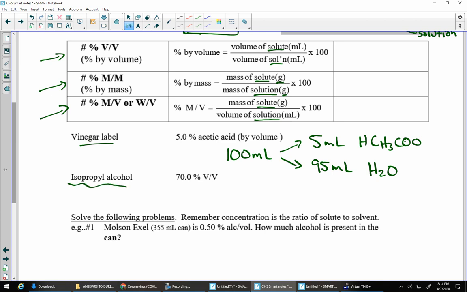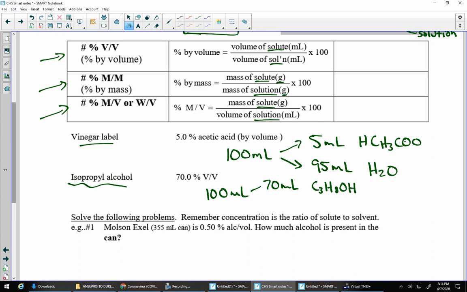Isopropyl alcohol is something you might buy in the store, the stuff that you put on a cut if you get scraped. It's 70% volume by volume. What that means is if I had 100 milliliters of this solution, 70 milliliters of it would be isopropyl alcohol. So that's C3H, I believe it's H8, OH.